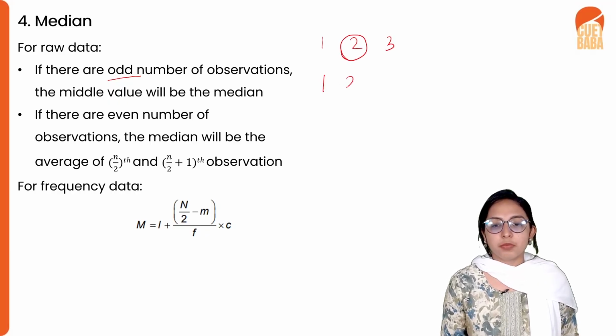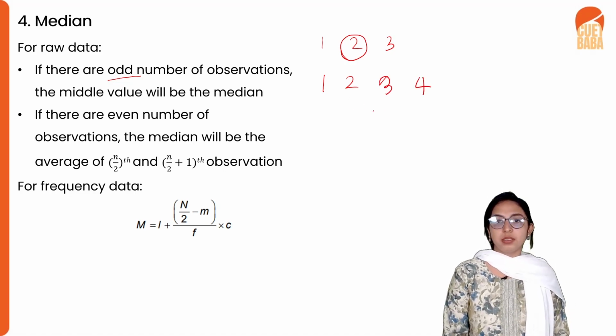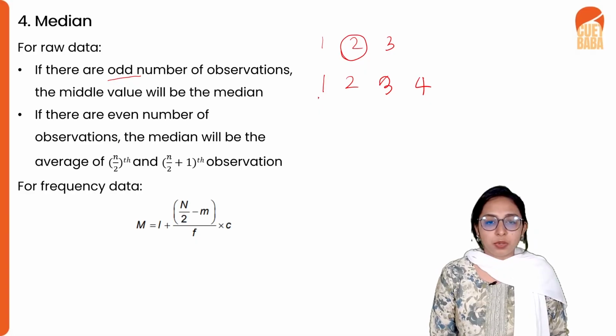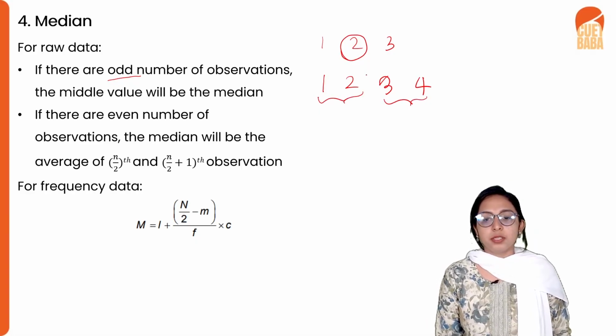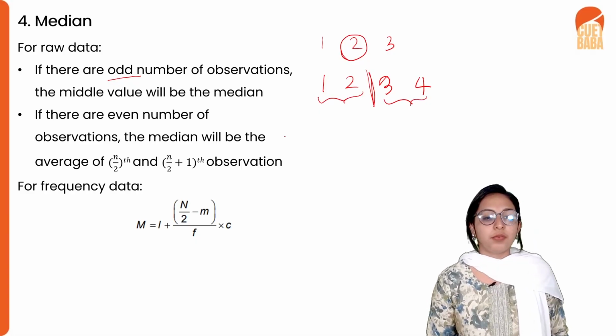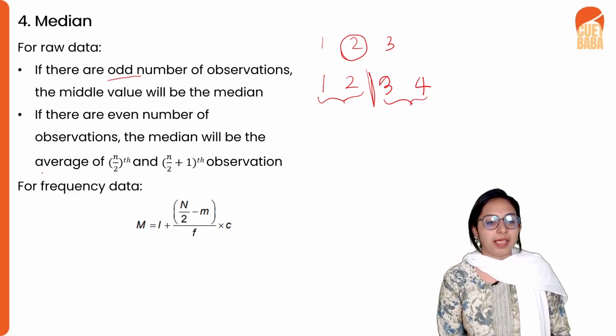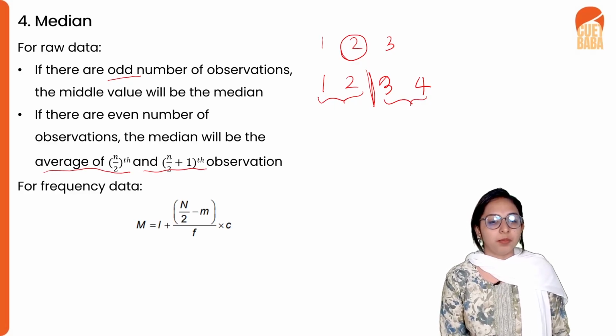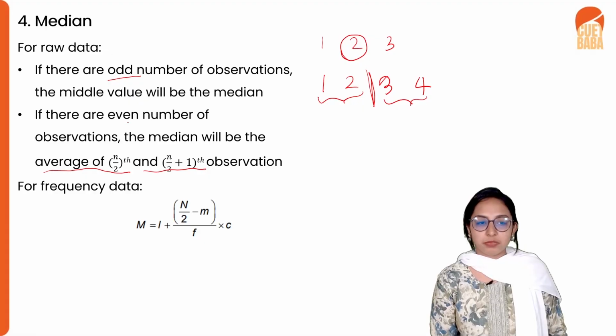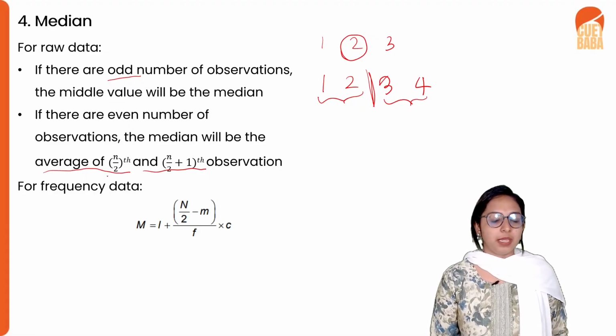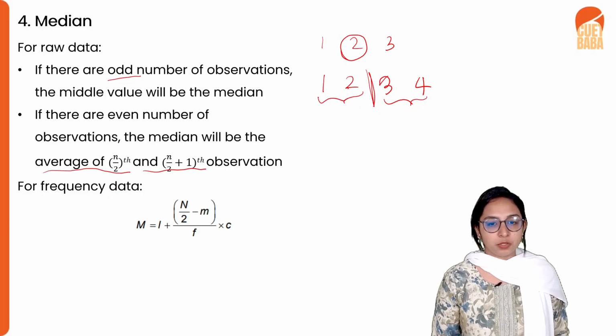But consider if there are 4 values. Can we find which is the middlemost value? 2 are there here and 2 are there here. There is no middle value. So we have to find it using the average of the n by 2 and n by 2 plus 1 observation. That is, if there is an even number of observations, the median will be the average of the n by 2 and n by 2 plus 1 observation. So here, for n equal to 4, there are 4 observations.